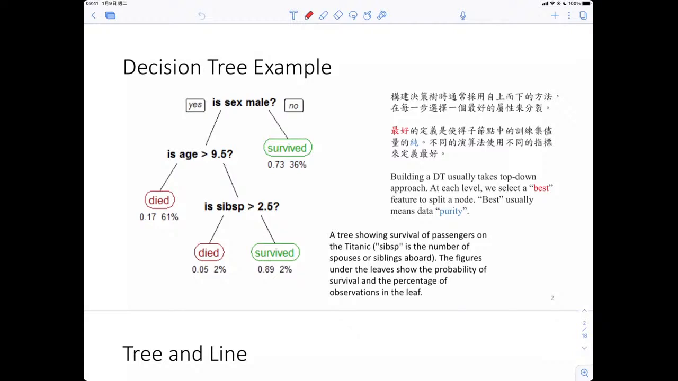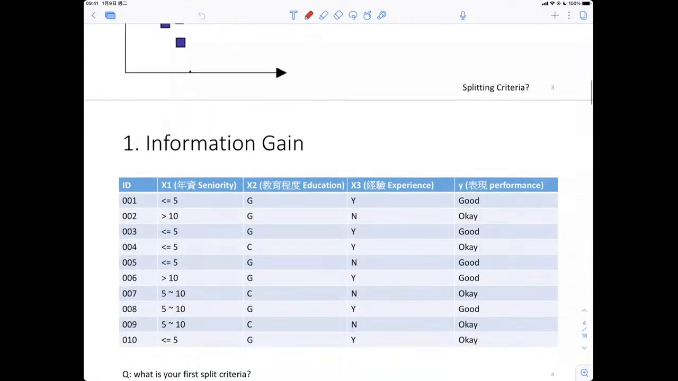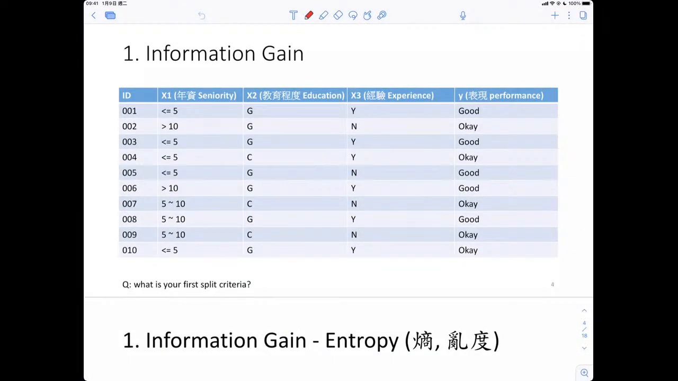Okay? So the next question of tree-based algorithms is how do you find which feature is the best feature you should use to partition your data? Here's the thing. There are several different algorithms, different methods. The first one is called information gain.